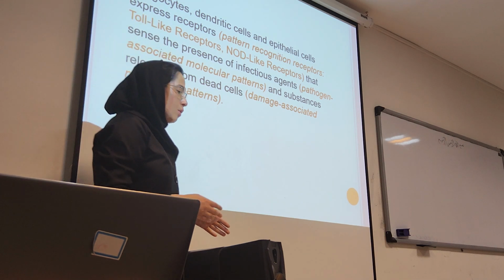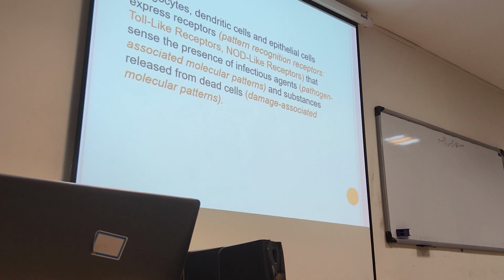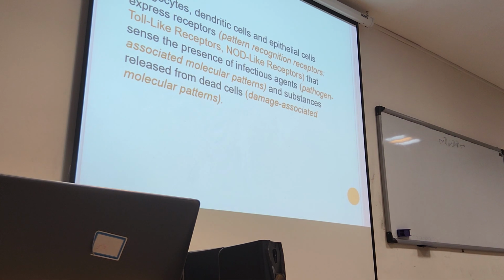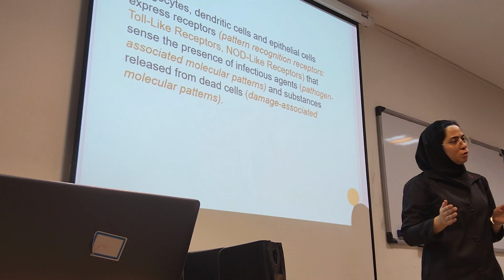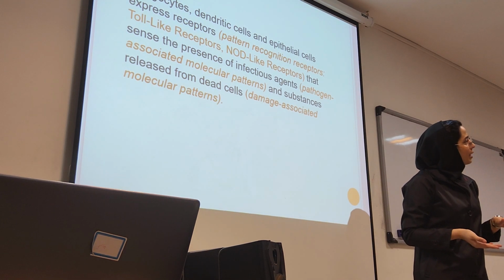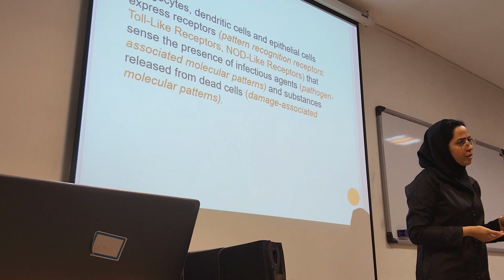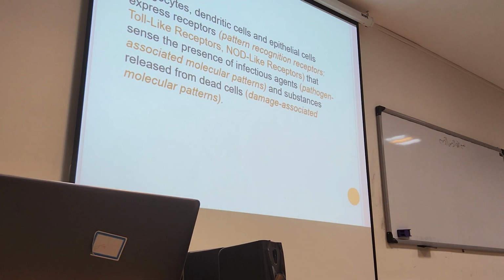How do phagocytes recognize microbes? Pathogen-associated receptors, NOD-like receptors, and we have RIG, a type of receptor which is intracellular. So we have 2 important types of receptors: toll-like receptors and NOD-like receptors. NOD-like receptor, as in goat. Oh yes, exactly.